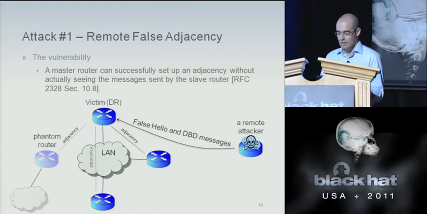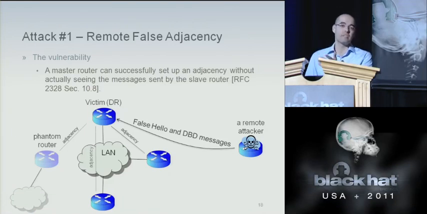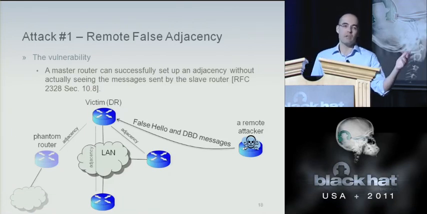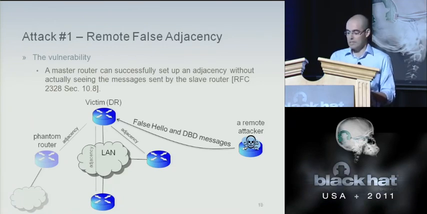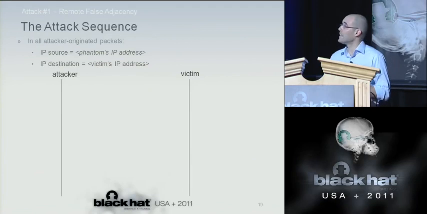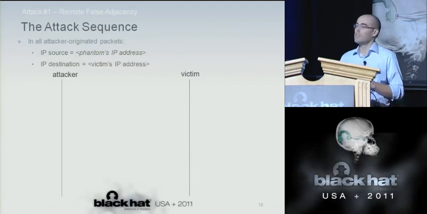And this is the actual effect of the attack. For example, the phantom router can advertise a link to a non-existing subnet, and all the routing table calculations will take it into account, based on this LSA. So let's see how the attack sequence works out.